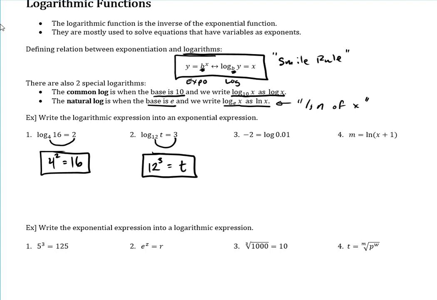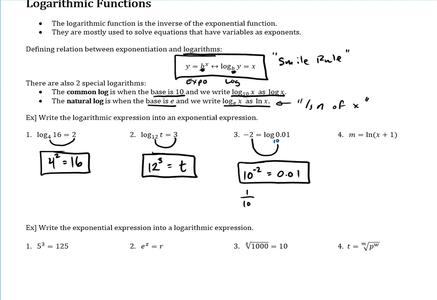Number 3, the log is blank, so that means you could put a little log base 10 there, and so we see the base is 10. The base is the most important part to both of those style functions. So the base is 10, and I'm going to connect it. So 10 to the negative 2 is equal to 0.01. Now this one you could check. It is true. If we plug 10 to the negative 2 into the calculator, we do get 0.01.